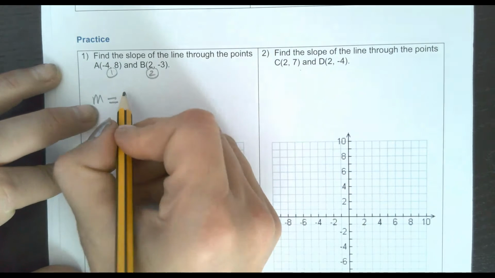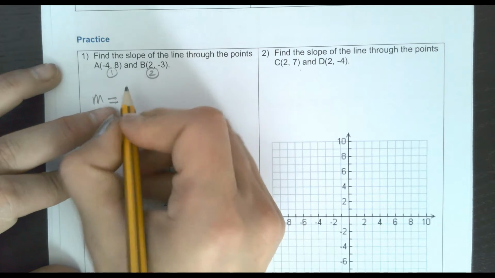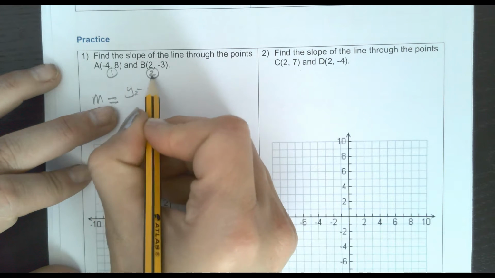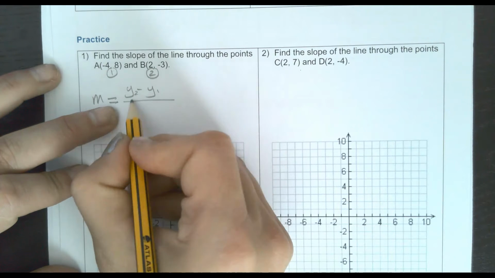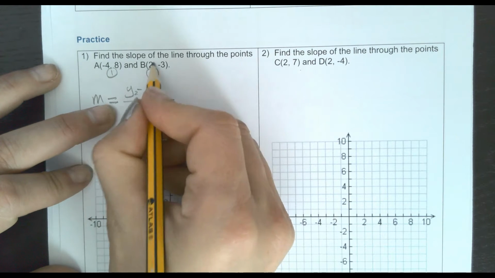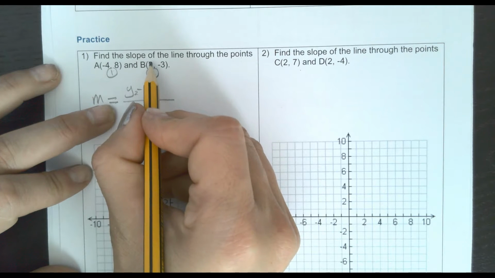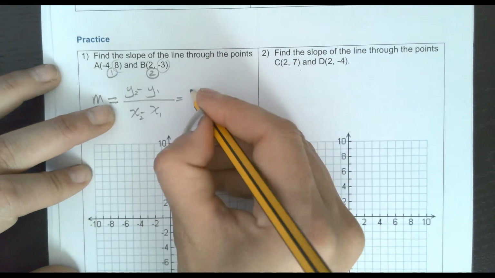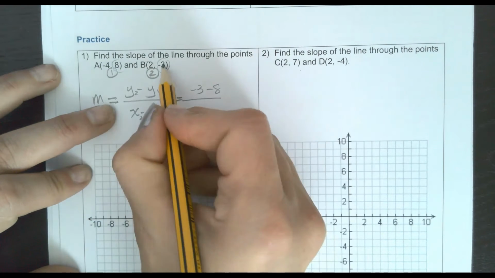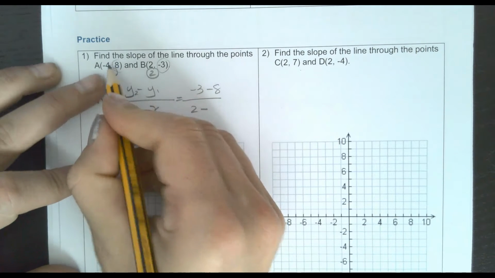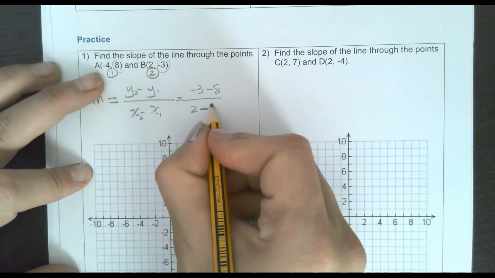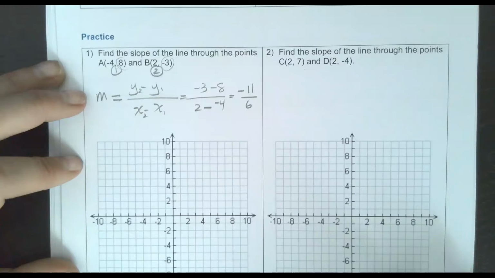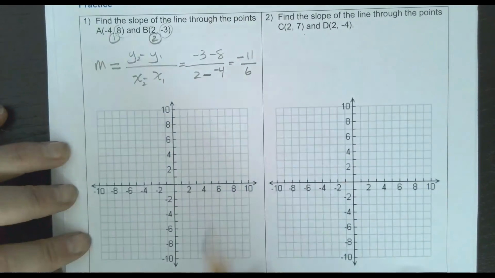Okay, so I'm going to subtract the y value. So I'm going to take the y value from point 2 and subtract it from y value point 1. Then I'm going to do my x's. I'm going to subtract the x's, but I'm going to take the x from point 2 and subtract it from point 1. So -3 minus 8, and then 2 minus, be careful, it's minus a -4. So that's -11/6. So let's graph it and see what it looks like.